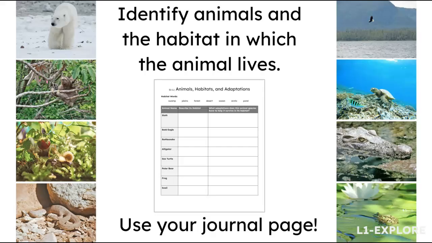For the Explore portion of the lesson, you'll place students into groups and pass out the animal habitat and adaptation cards. You'll have students identify the animal and discuss the habitat in which their animal lives. Students should use the Animals, Habitats, and Adaptations student journal page to write down the animal's name, describe its habitat, and predict or describe what adaptations this animal might have that would allow it to survive in its particular habitat.